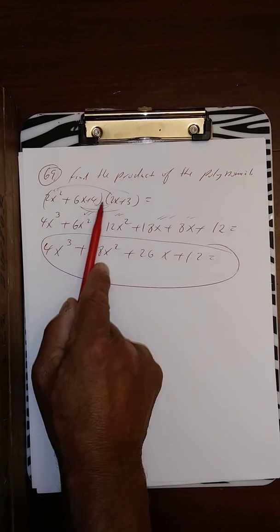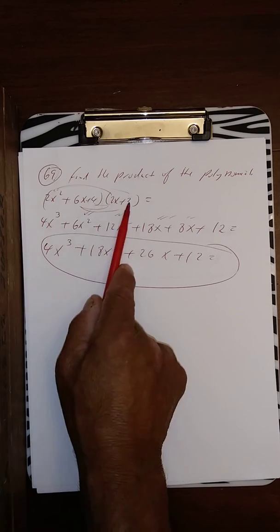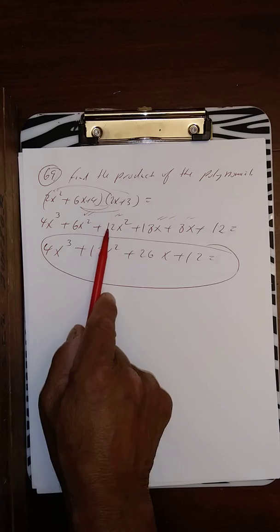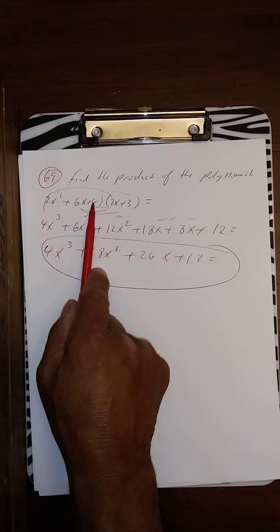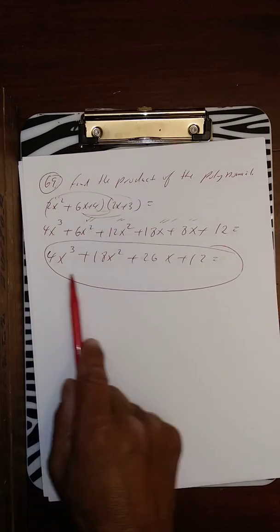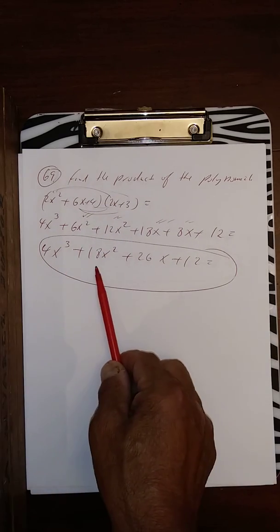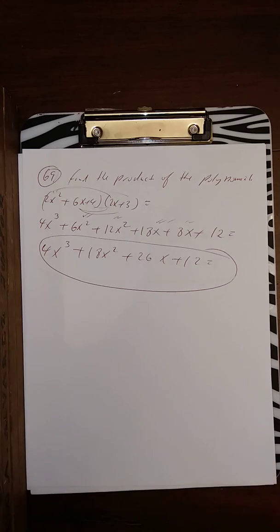Alright, this one times this one is 4x cubed. This one times this one is that. Now this times this, and this times this, and then the last one, 4 times 2, 4 times 3. Put them together, you have 4x cubed, 18x squared plus 26x plus 12.